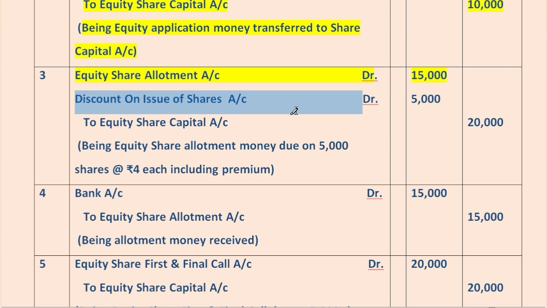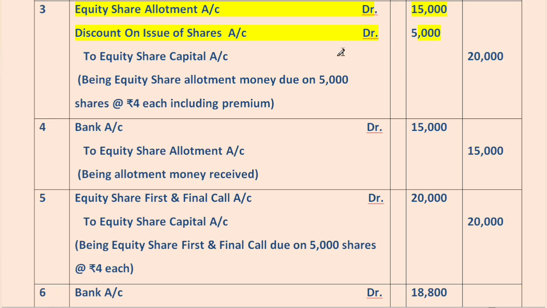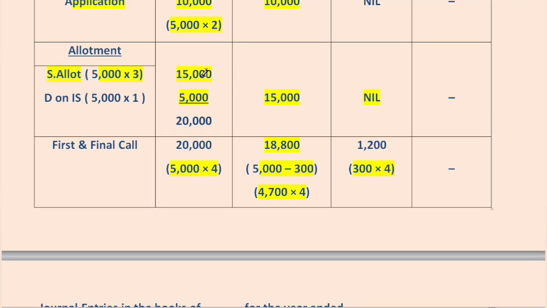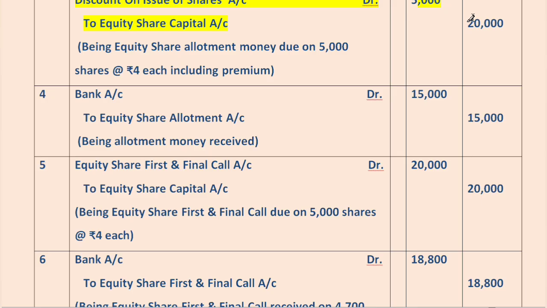Discount on issue of share account debit. This is last, that is why I am writing in debit side. So how much amount? 5,000. See here, separately I have written 5,000, discount on issue of share, to equity share capital account. Total amount due is 20,000.